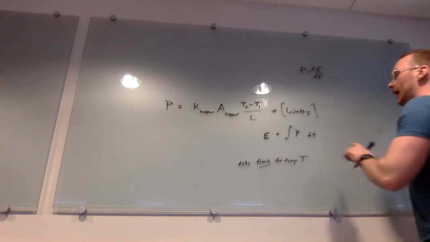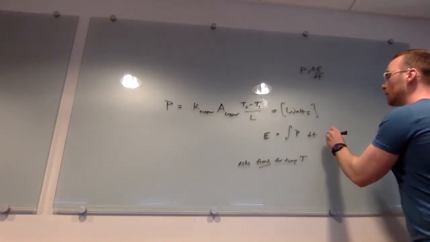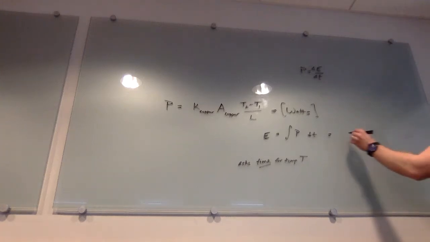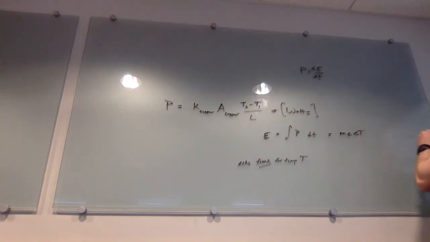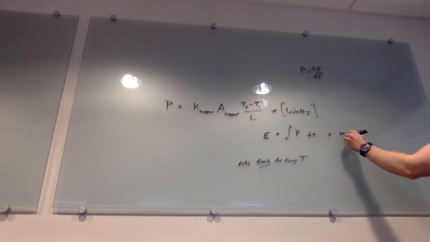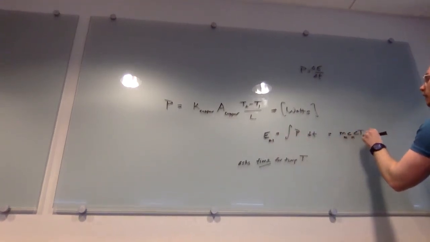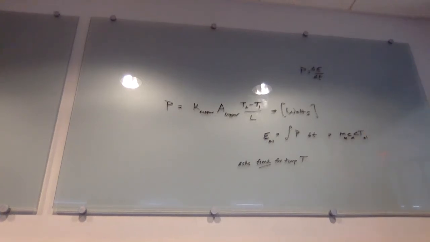Now we know that E, the energy received by the aluminum, or whatever the one that we care about is, is going to be equal to mc delta T. The mass of the aluminum. This is Al, by the way. Yeah, Al, because it's changing. m Al, c Al, delta T Al.